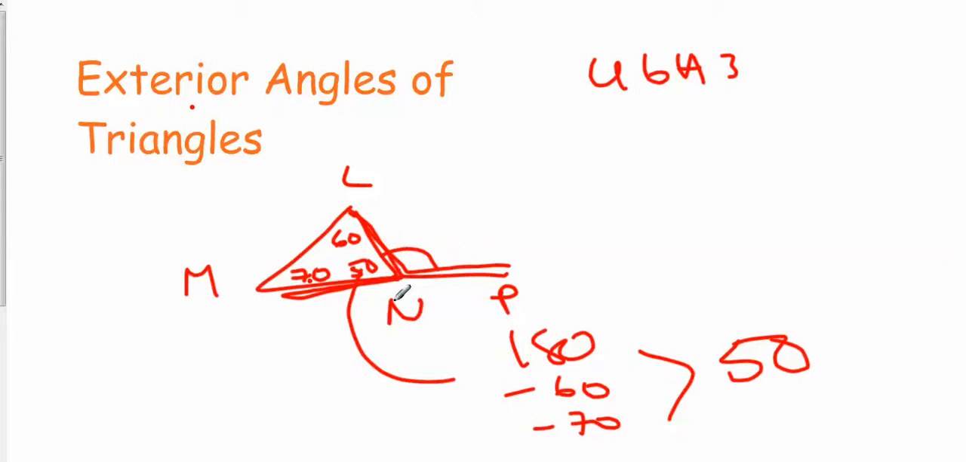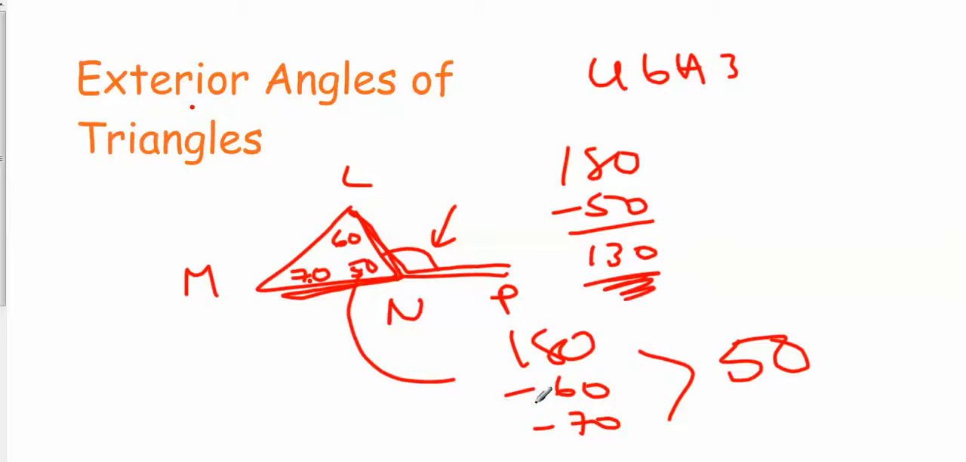Okay, so now I want to know what this is, and if you know that this is a straight line, and we'll say that it is, then you can say that 180 subtract 50 gives me this angle right here, which is LNP, which is 130 degrees. But the one thing you'll notice is 60 plus 70 is also 130 degrees. So if you ever want to find out what the exterior angle is in a triangle, it's the sum of the two other angles that are not in play here.